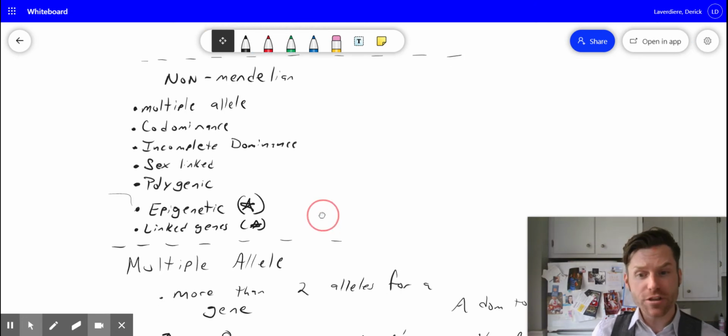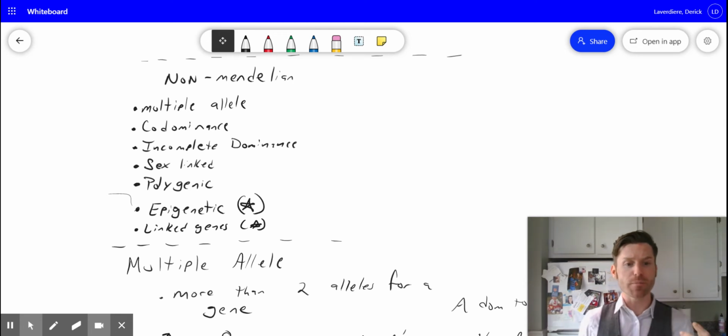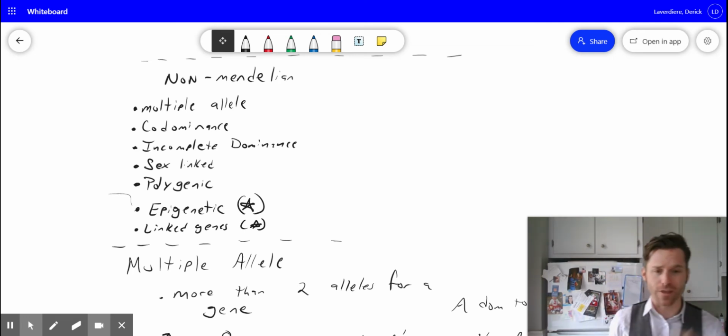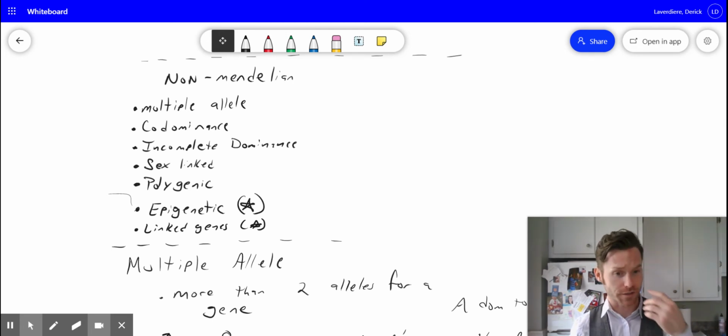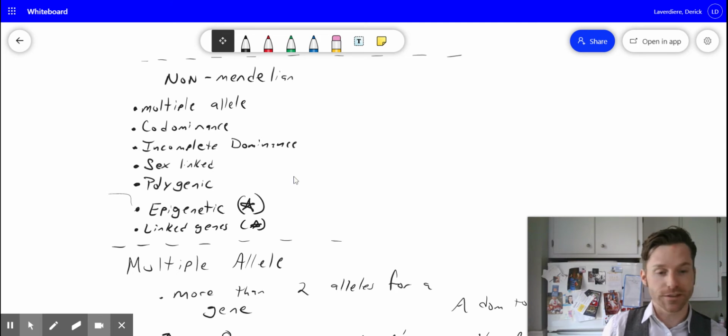Then there's also epigenetic traits, which are traits whose expression depends upon environmental factors. That topic will get its own lesson, just like linked genes will get its own lesson. Linked genes are when we're looking at 2 or more genes and they're on the same chromosome, so the rules of independent assortment don't apply to them, because they move together. That impacts the way that certain traits are passed along as well. So today we're doing the ones that are not starred.